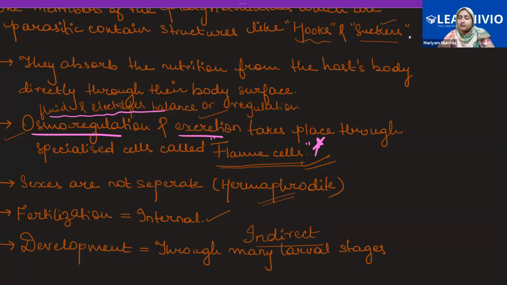It's very important. Many times you'll be asked this in match the following and fill in the blanks. Most of the time these things are asked. Okay, so the flame cells are very special cells that have a dual purpose. The first purpose is osmoregulation and the second purpose is excretion. Clear? Yes, ma'am.